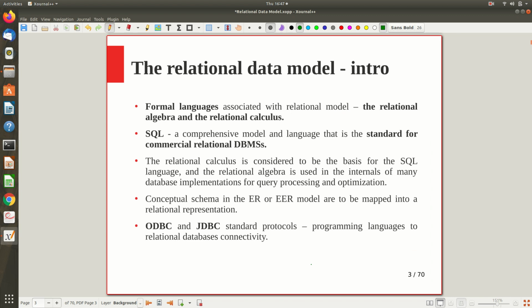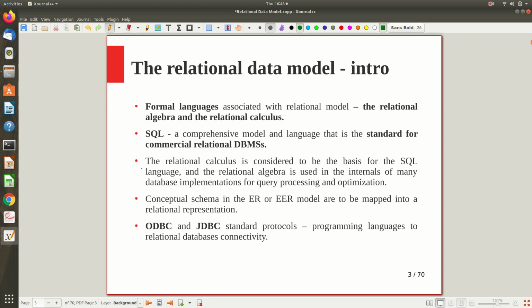The relational data model: if you are looking at the formal languages associated with the relational model, what I was trying to say is that it is basically a model, so we need a language to implement it. You can think of a language like SQL, which is used by programmers, or you can think of a formal language for it. Formal language in the sense that it's not a practical one, but it gives a strong theoretical formulation. Once you know about it in detail, it is easy for you to switch into a practical language. So we have both of them.